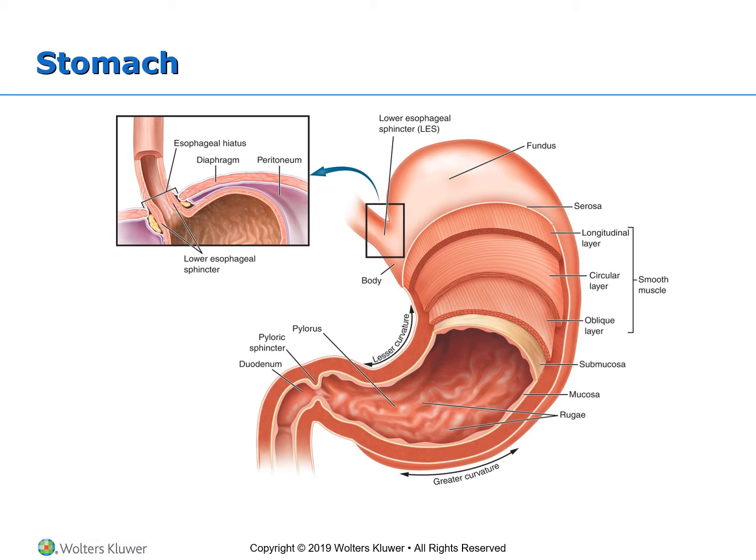Now you see that what continues the esophagus is the stomach. It has a J-shaped structure, and it's positioned in the left upper part of the abdominal cavity, just under the diaphragm.